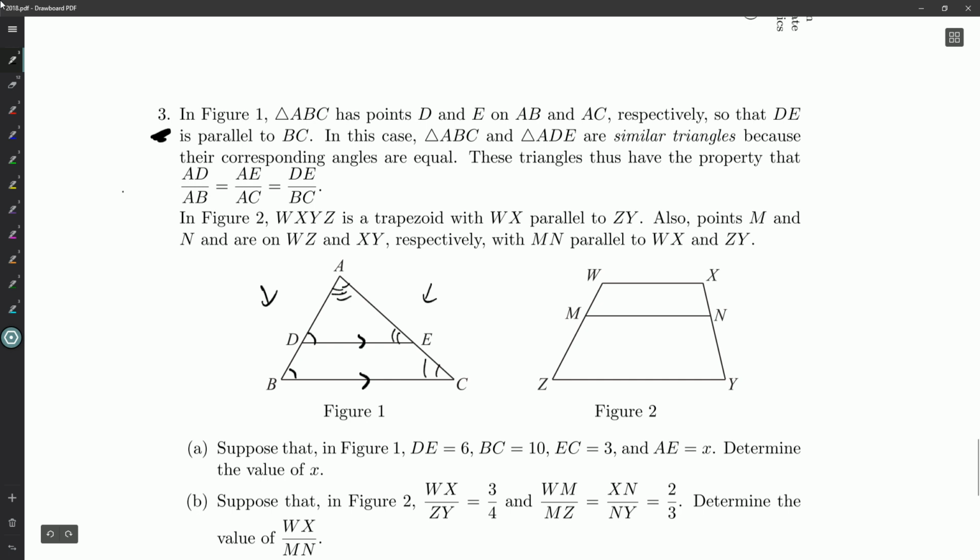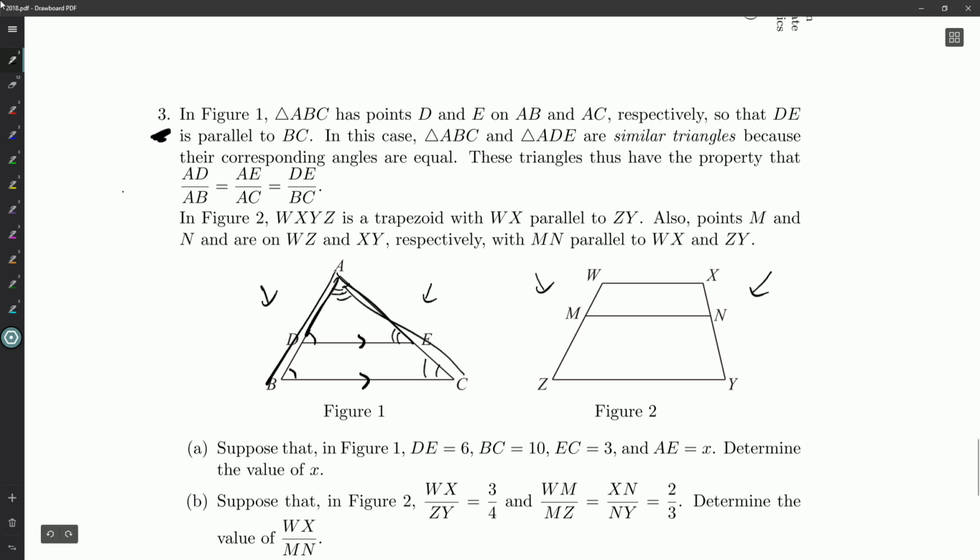Thus, these triangles have the similar triangle properties, so AD over AB, the ratio of corresponding sides, is the same as AE over AC and so on. In Figure 2, WXYZ is a trapezoid with WX parallel to ZY. Also points M and N are on WZ and XY, with MN parallel to WX and ZY.